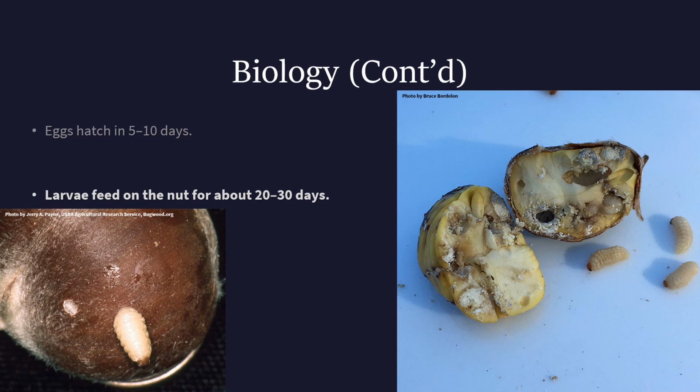When it was finished feeding, the larva would chew its way out of the nut, which we can see here in this image on the left, and it would burrow into the soil. This image on the right gives us an idea of just how much damage these weevils can cause to the nut. We see all of the cavities, the rotting parts of the nut, and just the pathways that they have made whilst feeding on the nut.